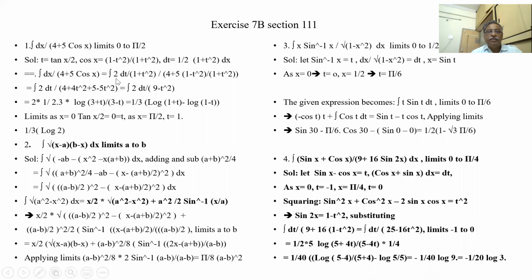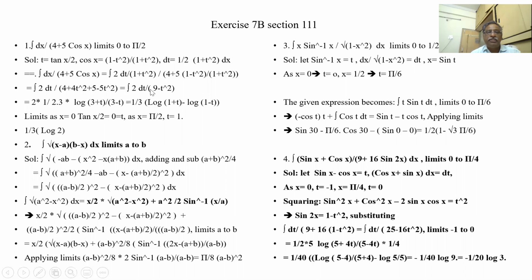So this becomes integral 2 dt by 1 plus t square, which is dx. See, what is dx? 2 dt by 1 plus t square, divided by 4 plus 5 cos x, which is (1 minus t square) by (1 plus t square). When we simplify it, we get the form integral 2 dt by (9 minus t square). In the form of dt by (a square minus x square), the result is log of (a plus x) by (a minus x), times 1 by 2a.